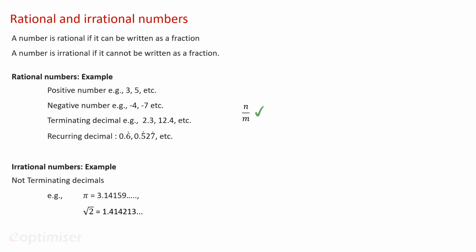Irrational numbers are, say, square root of 2 and pi. You can't write them as a fraction. These are non-terminating decimals, but not reoccurring. Non-terminating and not reoccurring, therefore these are called irrational numbers. So we can't write them as a fraction.